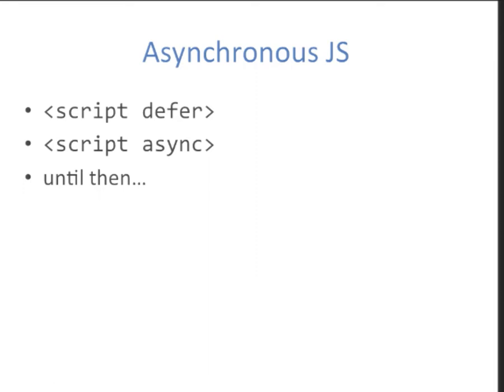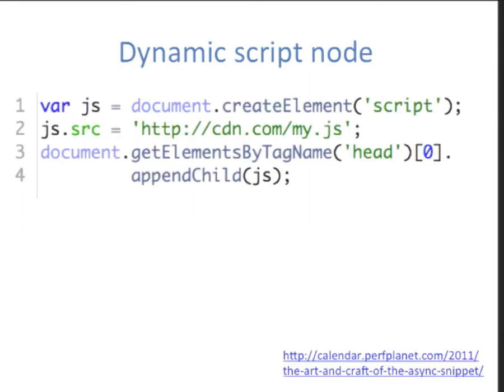But until those work, the easiest thing to do is just create a dynamic script node and include the JavaScript in there. There is a Perf Planet post that talks a bit more about this, because this is the simplest example possible, right? Sometimes you don't control the page, you might not have a head to append to and so on, if you want to know more about this.